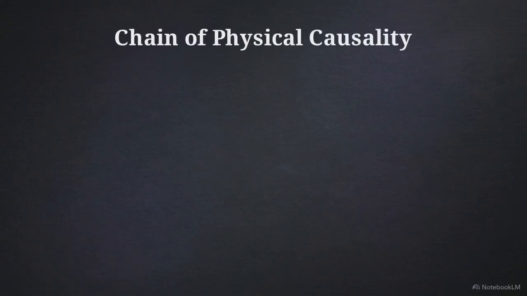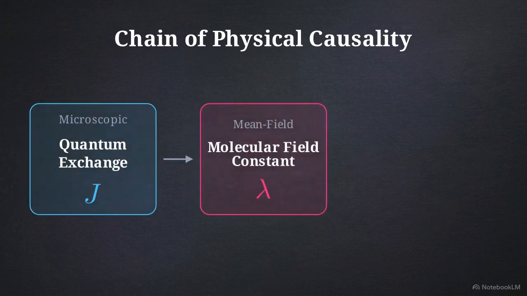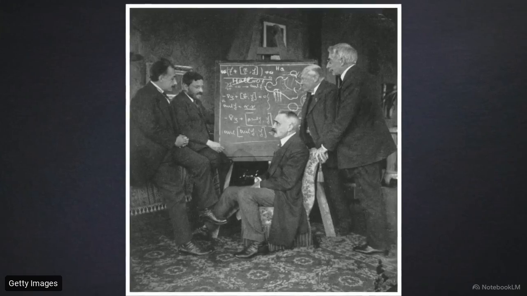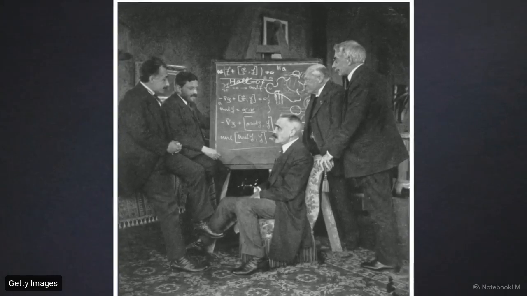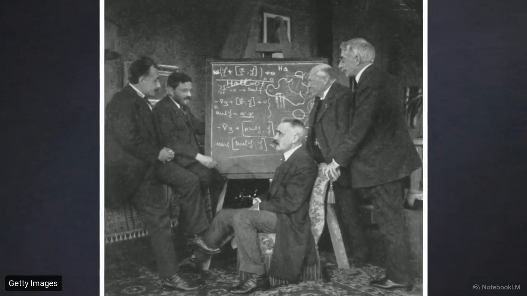Despite these limitations, the chain of physical causality remains distinct. Microscopic quantum exchange interactions dictate the molecular field constant, which in turn establishes the macroscopic Weiss temperature. The molecular field constant remains the primary mathematical tool engineers and physicists use to translate invisible quantum spin interactions into predictable macroscopic phase transitions.